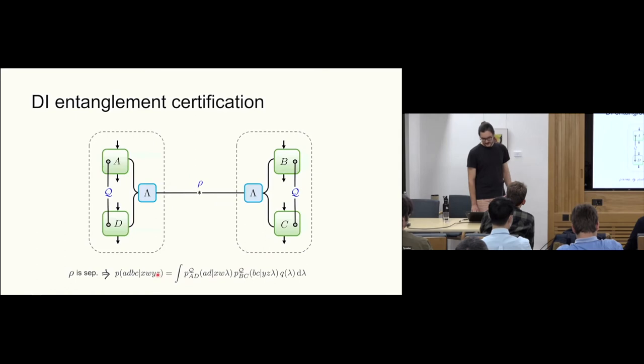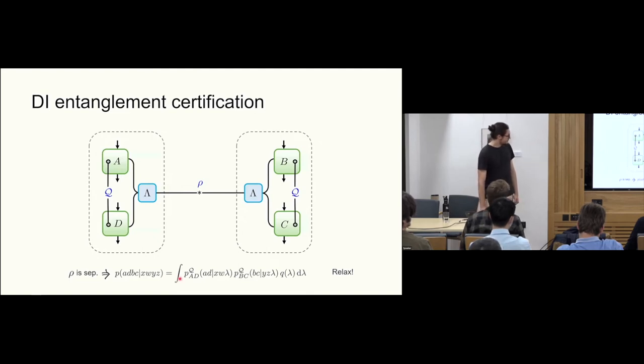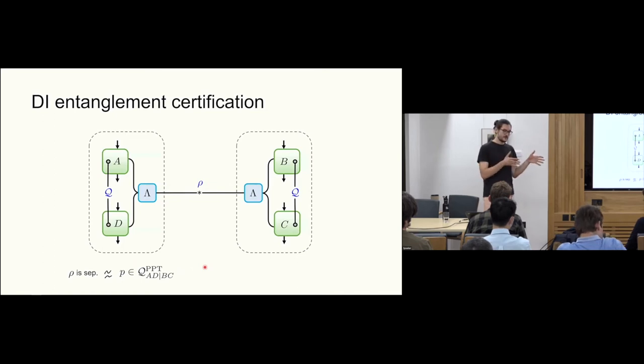What's more important is the conceptual part. So we'd like to test if the probability distribution has a decomposition in this form. But this is quite complicated to do because it's non-convex. But what we can do is, instead of testing if the correlations come from measuring a state which is separable, we can relax to testing if the correlations come from a state which is positive under partial transpose.